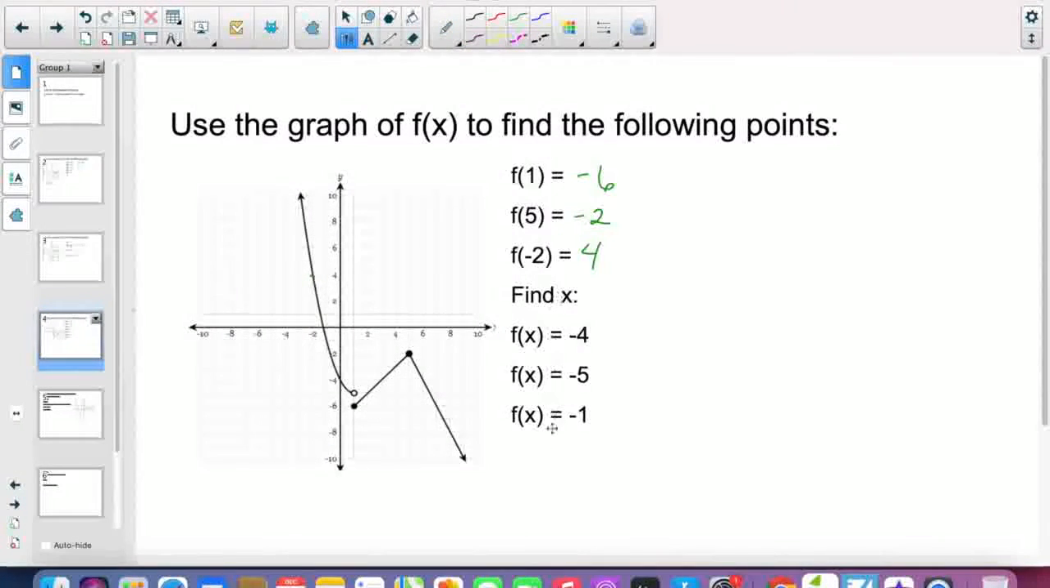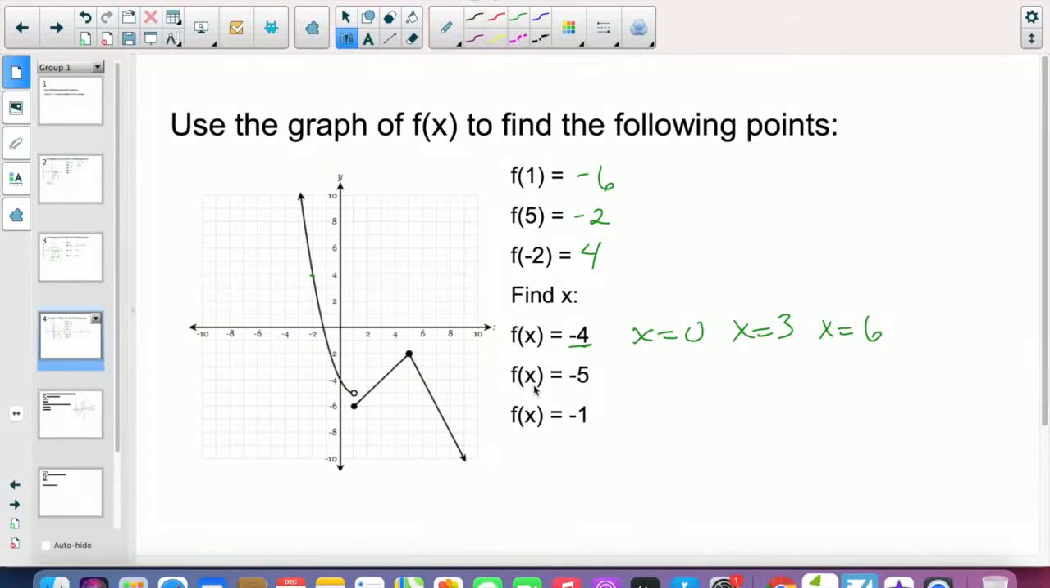And here they want us to go in the opposite direction. If the y value equals negative 4, what is the x value? Well, when the y value is negative 4, we are right here. And look at how many times that happens. That y value is at negative 4 in 3 different spots. That happens at x equals 0, 3, and 6. So it's possible to have more than one answer for an equation like this.